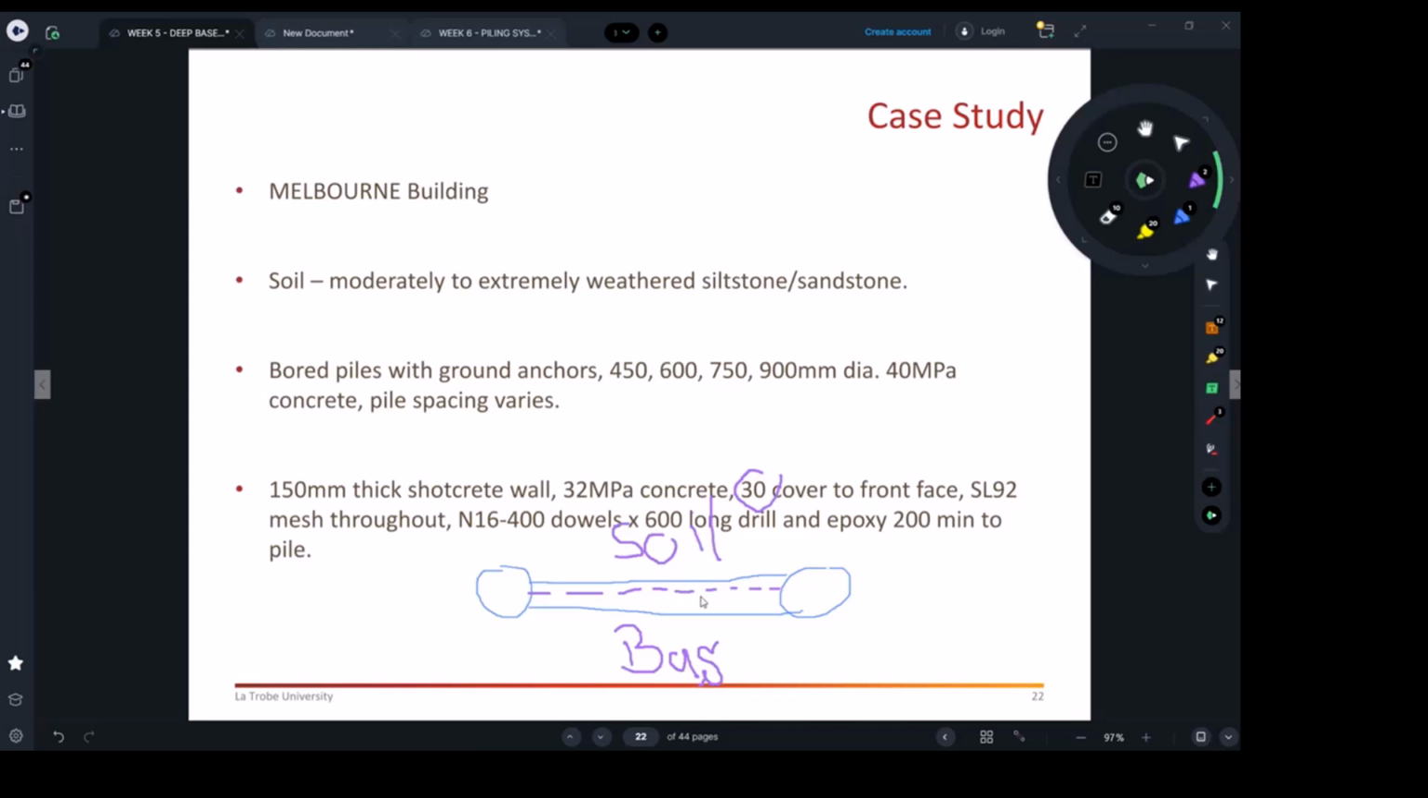My question: which side is the 30 mil going to be? Is it towards the soil side or the basement side? Well, it says front, so it should be basement, I think. Oh, that's given to you. Well done, you read the document very well. But let's say they didn't say that to you. Where are you going to put it?